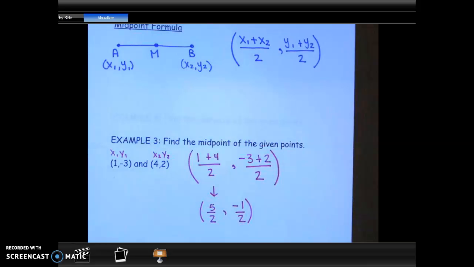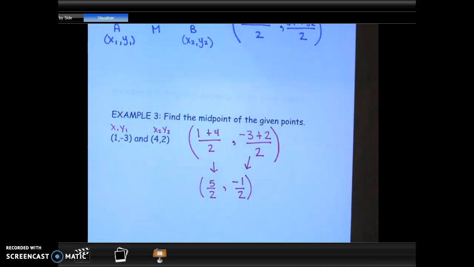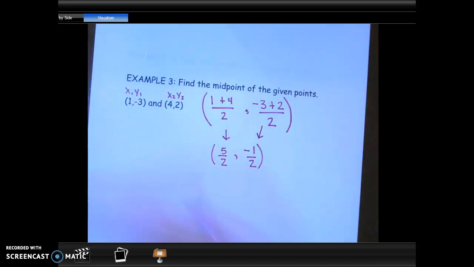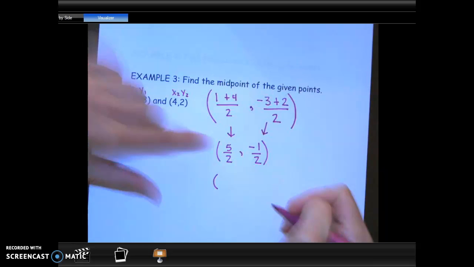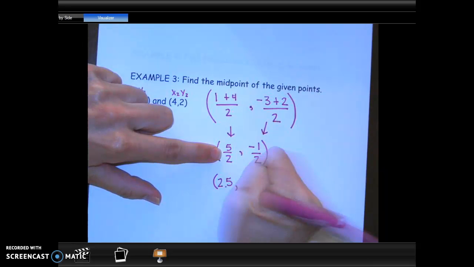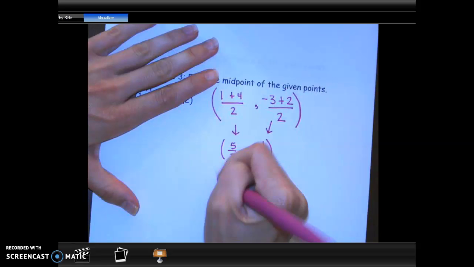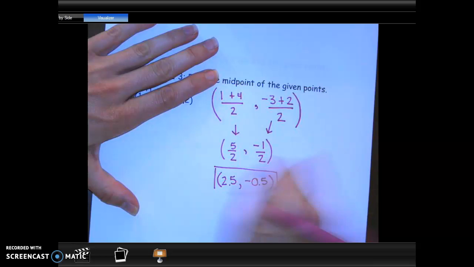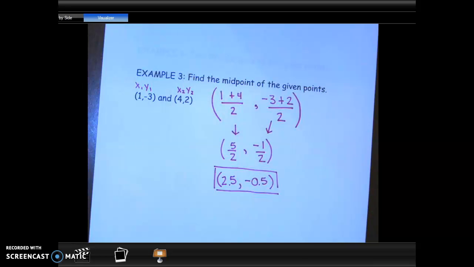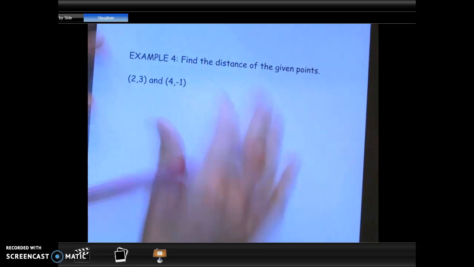Now when you type your answers into your Google form for your assignment, do it as decimals. So we would say, okay, parentheses, this is what, 2.5? And this is negative 1/2. Boom. And then this would be your answer that you would type into your Google form. Okay? Now, let's keep going. And remember, you can pause, rewind, do anything you need to watch this video.